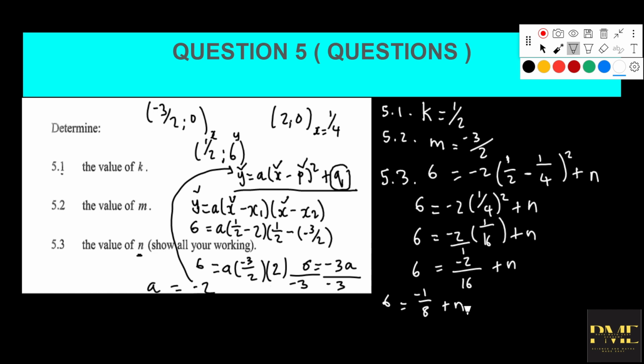Then you can easily solve for n by transposing 1 over 8 to the other side, so we have 6 plus 1 over 8 equals n, because 1 over 8 was negative there, so it becomes positive when it comes here. So therefore our n is going to be equal to 49 over 8, guys.